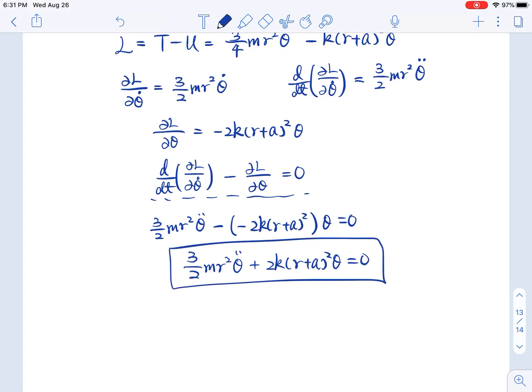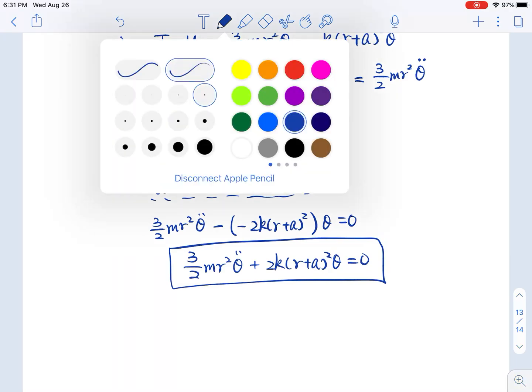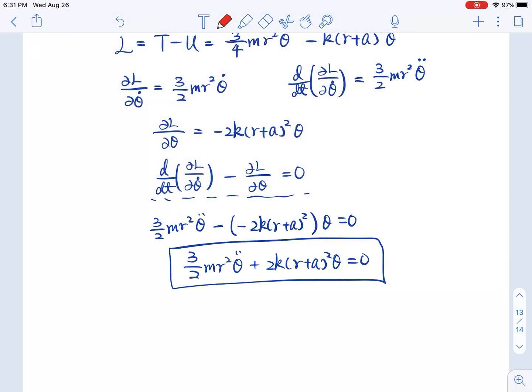As I mentioned in class, there are quick ways to check if our solution is correct or not. Because that's a passive system, all the coefficients should be positive. Let's check it out. You have positive mass, and r squared is positive, so the first term is positive. And then the second term is 2k (r plus a) squared, so your second coefficient is positive. So at least from the coefficient signs, we can tell our equation makes sense. All right.